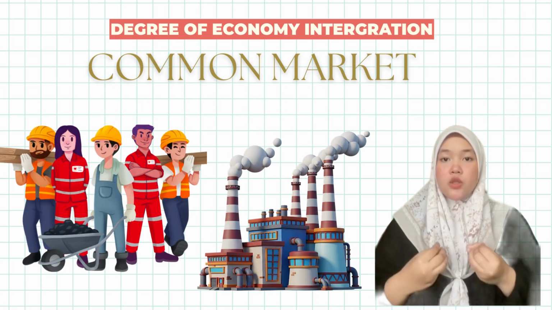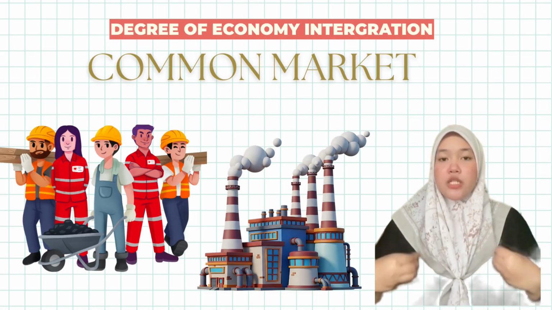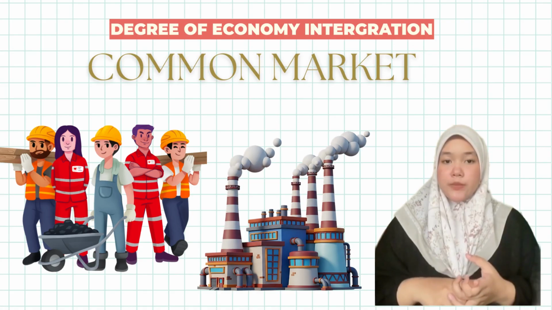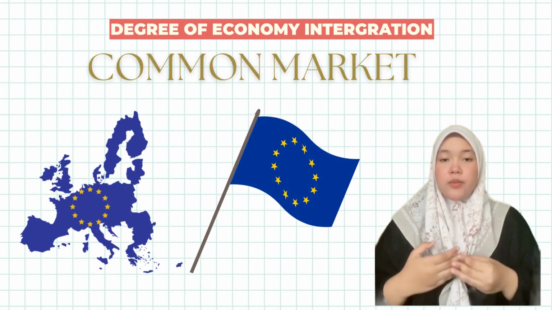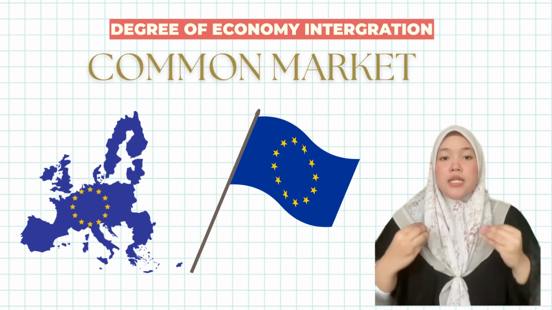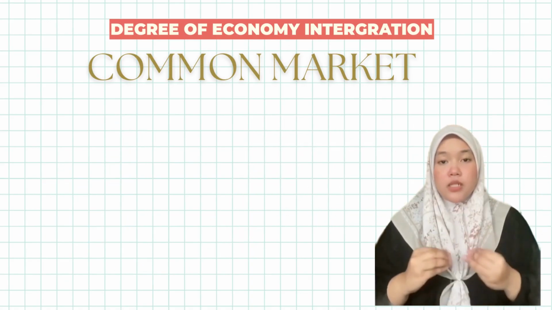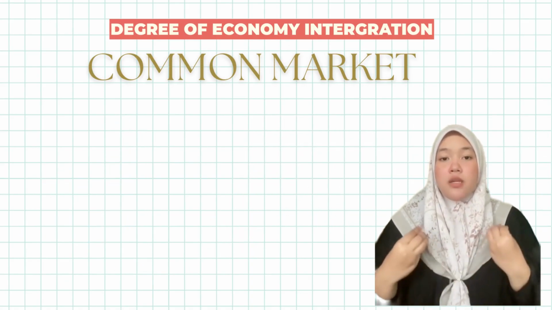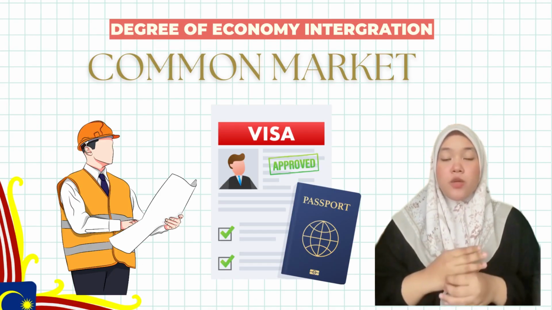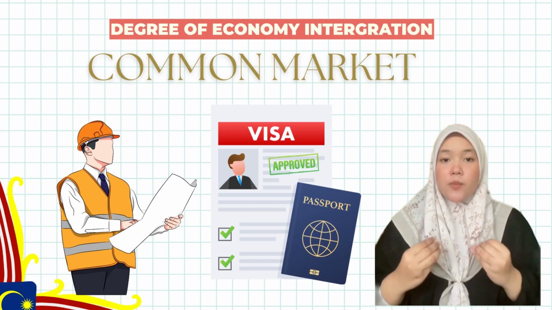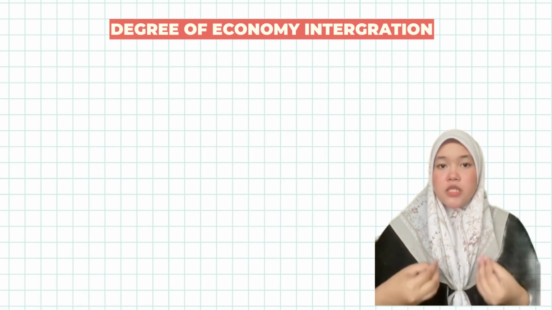Here, in addition to free trade, member countries allow free movement of factors of production such as labor and capital. An example is the European Economic Community before becoming the European Union. The main effects include goods, labor, and capital moving freely between member countries. Imagine a Malaysian engineer working in Thailand or Singapore without a special permit, and companies can open factories in other member countries. The fifth level is the Economic Union.